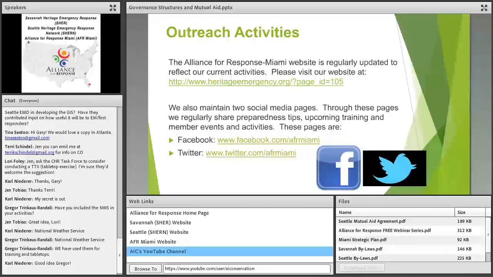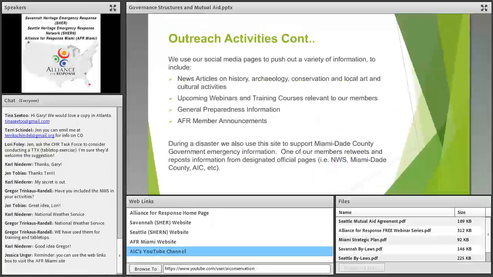And then, of course, we have our social media pages. We're right now in competition with New York City's Alliance for Response because we're trying to beat them in terms of the number of people we have on our social media accounts. So for our Facebook and Twitter, we use Hootsuite, which is a very effective tool in terms of scheduling posts. We have at least 3 posts per day, and it can range over a lot of different things. So we include news articles on cultural affairs such as history, archaeology, conservation, local art, and cultural activities.